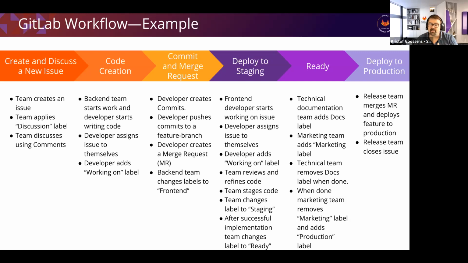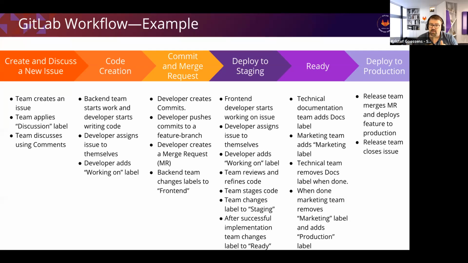Then the team member applies a label discussion to the issue, and various team members can discuss the new feature by entering comments to the issue. The issue will now appear on the project's issue board in the discussion list. And other labels for this project include backend, front-end, working on, staging, ready, and production. It's essentially a way of creating your own workflow.